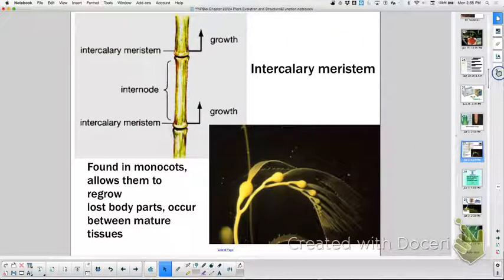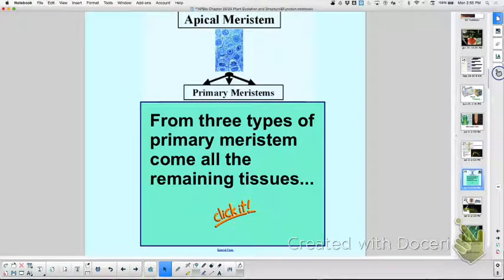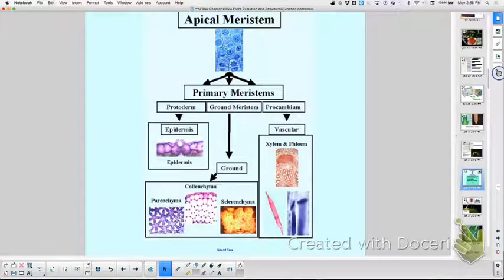Don't worry about that. They're never going to ask. There are meristematic tissues for the epidermis layers, the ground cells, parenchyma, collenchyma, sclerenchyma, and vascular tissue. When you think of vascular tissues, what do you think of? Xylem and phloem. Yeah. So procambium makes those.